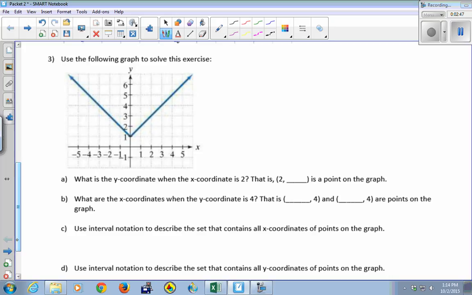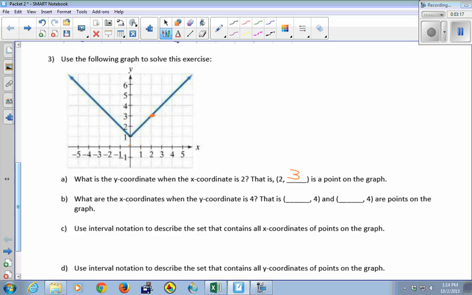All right, so here's a graph. That is a graph of an absolute value function. So what is the y coordinate when the x coordinate is 2? That is 2 comma what is a point on this graph? 3. You go to 2, go up to the graph, and the point 2 comma 3 is a point on the graph. So when the x coordinate is 2, the y coordinate is 3.